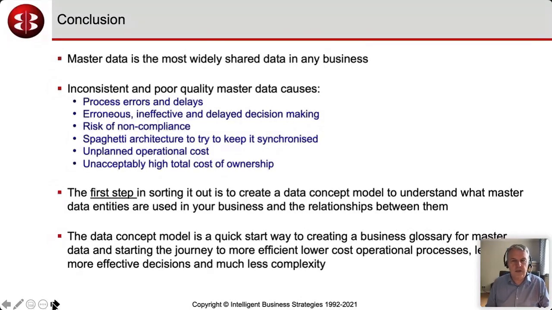And of course, the cost of operating a spaghetti architecture can be staggeringly high, especially with those data flows being so brittle and able to break so quickly and easily. And so the cost of ownership is often beyond acceptable. So the first step in sorting it out is creating a data concept model, which is why to me that area is so important in order to be able to get your data under control.